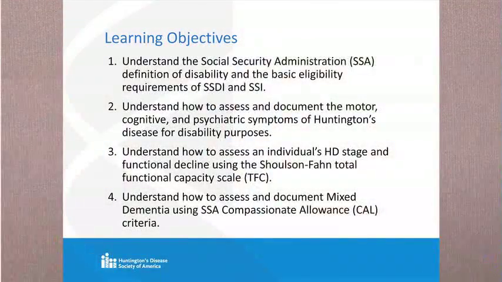There are 4 learning objectives for this module. The first is to understand the Social Security Administration definition of disability and the basic eligibility requirements of SSDI and SSI, and we'll go into the acronyms in a few minutes. Second, understand how to assess and document the motor, cognitive, and psychiatric symptoms of Huntington's disease for disability purposes. The third is to understand how to assess an individual's HD stage and functional decline using the Shoulson-Fahn Total Functional Capacity Scale, or TFC. And finally, to understand how to assess and document mixed dementia using SSA compassionate allowance criteria.